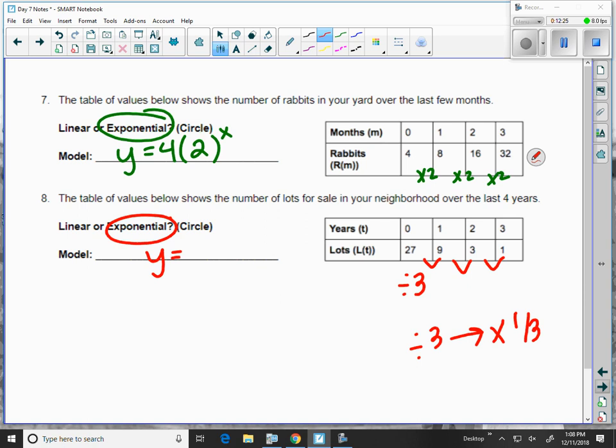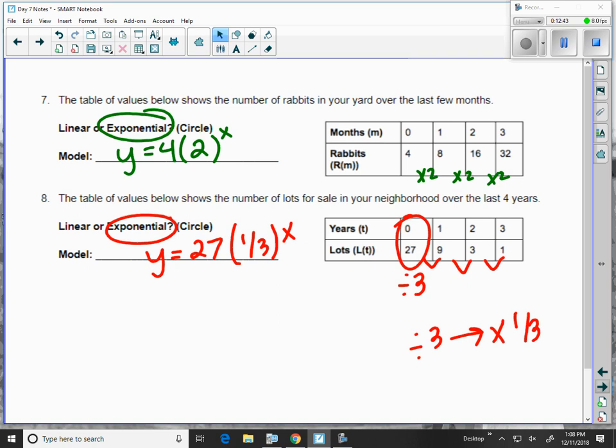So our starting value is what? No, our starting value is 27 right here, okay? Times 1/3 to the x power. Okay, I want you to work on the practice. We're going to do it up here for Candy in a couple minutes. Okay, so go and work on the practice, and then I'll have you come up.